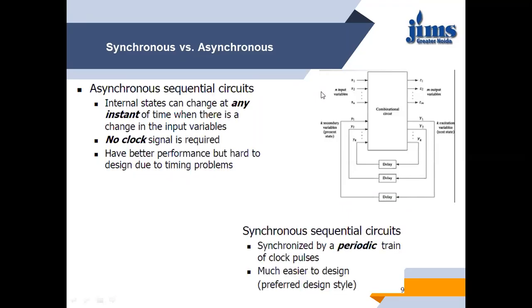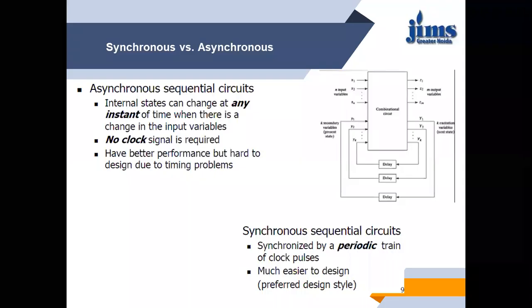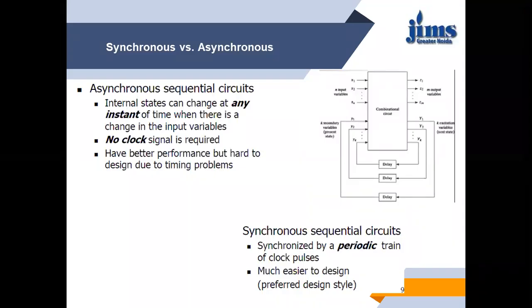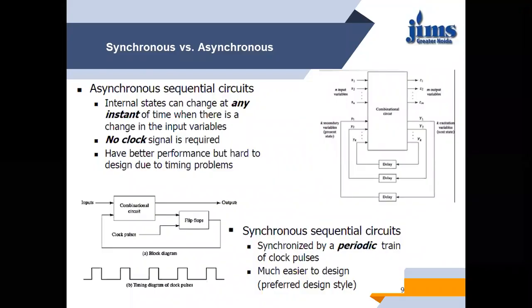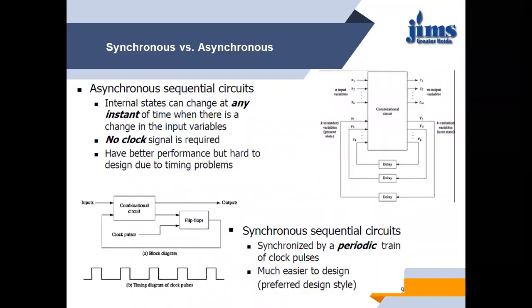On the other hand, synchronous sequential circuits are synchronized by a periodic train of clock pulses, that is the master clock pulse, and are much easier to design. That's why it is the preferred design style. You can see we have a combinational circuit and flip-flops. Flip-flops are activated with the help of clock pulses. We have input and output, and all the flip-flops are synchronized with the help of a master clock.